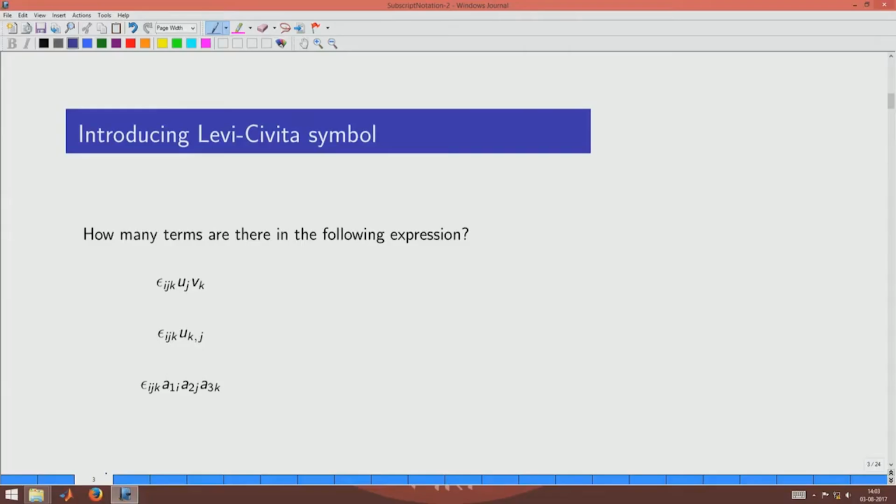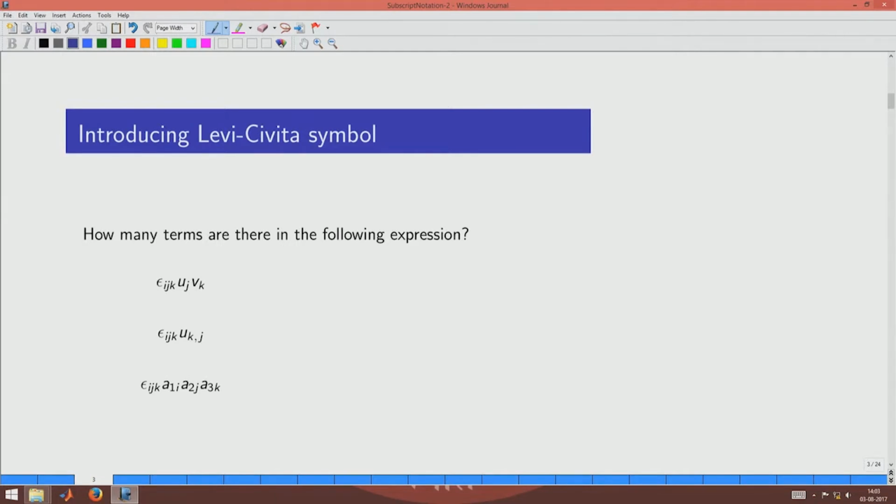So, here we are getting ourselves familiarized with a new symbol, that is the epsilon symbol. This is called the Levi-Civita symbol or the permutation matrix. Now, we will see the meaning of this epsilon shortly, but for now let us look at the subscript notation that has been used here in these 3 terms.